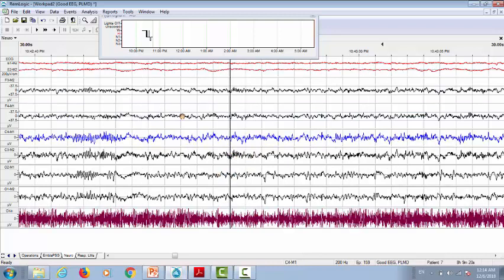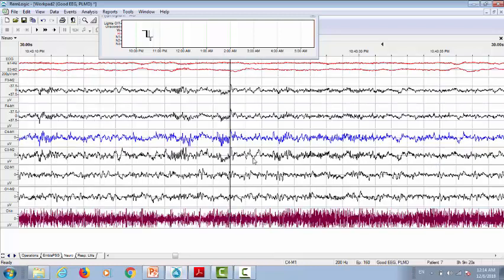There is no indication for N2 here, so this is N1. In the second half, there is no indication to score the next epoch as N2. So this one is N1, and here we have a spindle that is located in the first half of this epoch. So this is an indication to score N2 again.